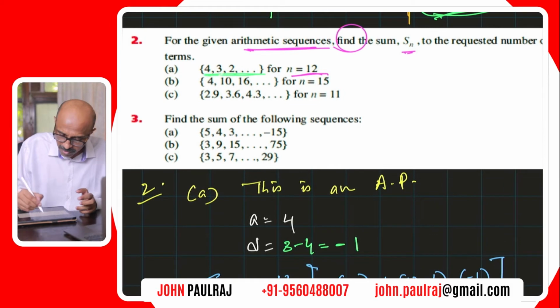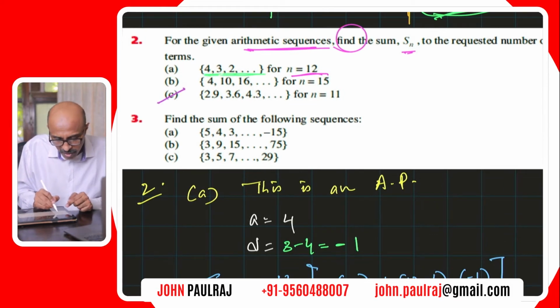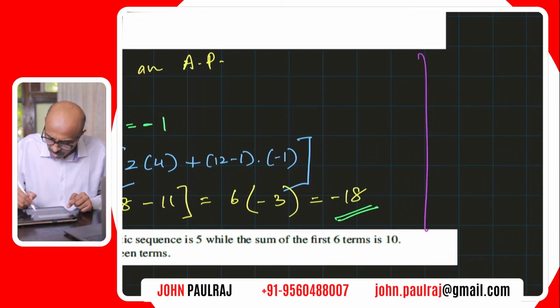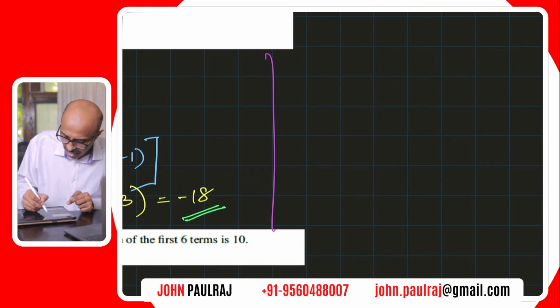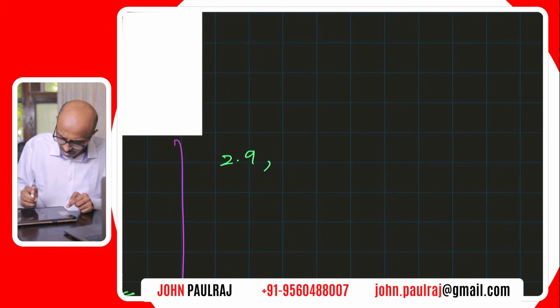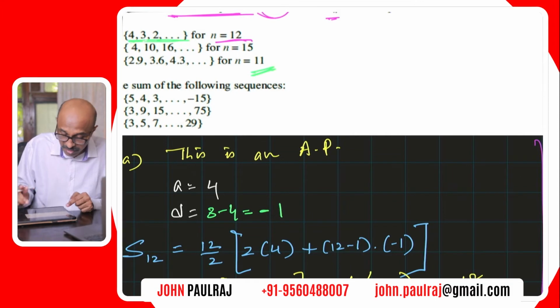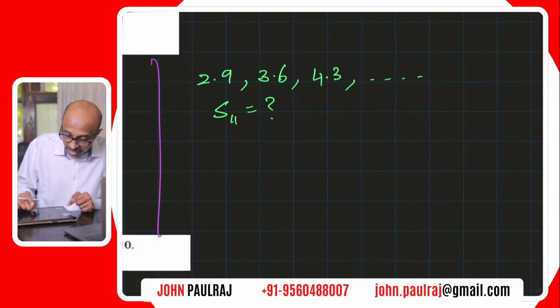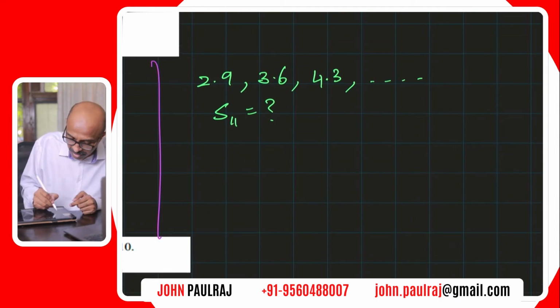Cool. Let's take another example, okay? A slightly different kind of example where you've got decimals. 2.9, 3.6. I'll write down the terms of the sequence at least: 2.9, the first term, and then 3.6, 4.3, and so on. They've asked for the sum up to 11 terms, n equals 11, all right? So we want to find S11, okay? Clearly, it's an arithmetic sequence as it's given, so you can write down that this is an AP.